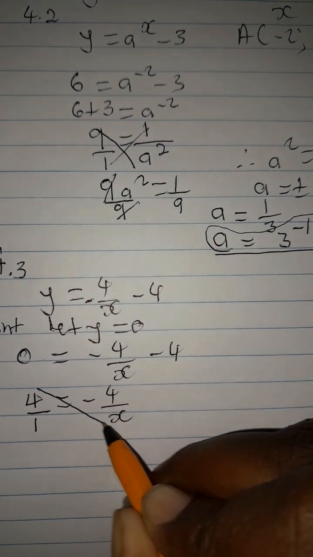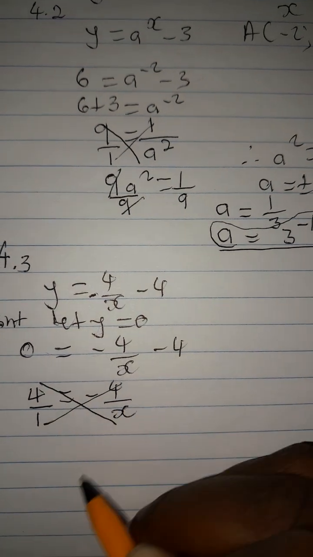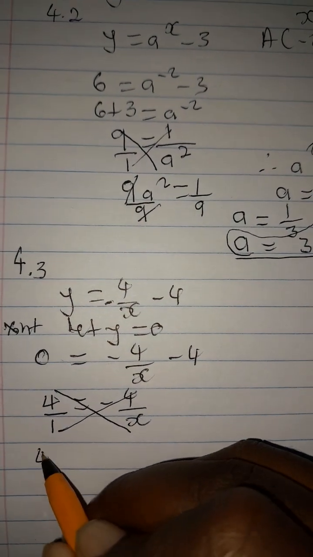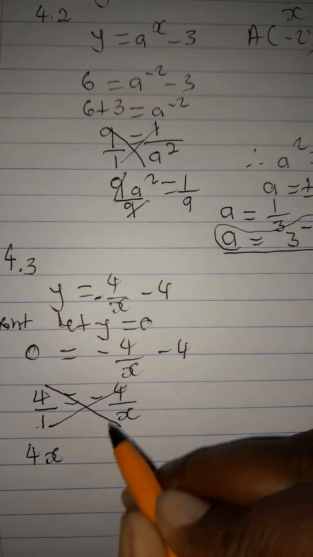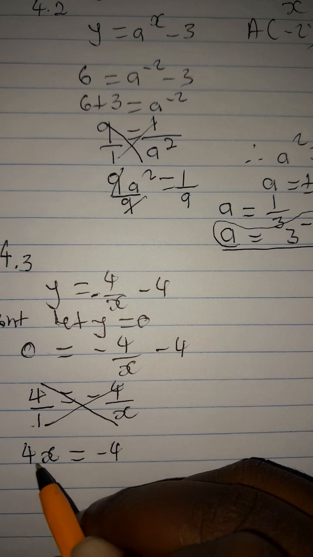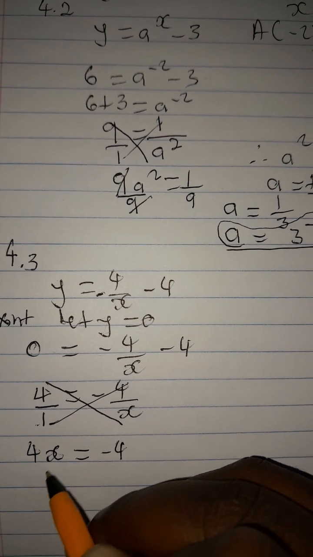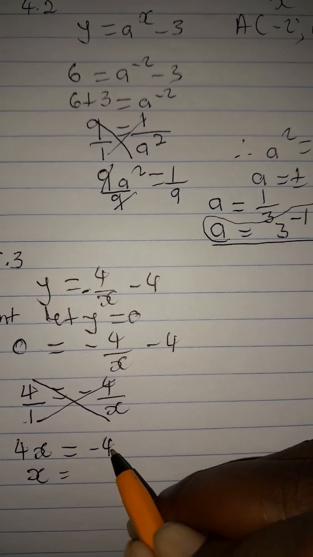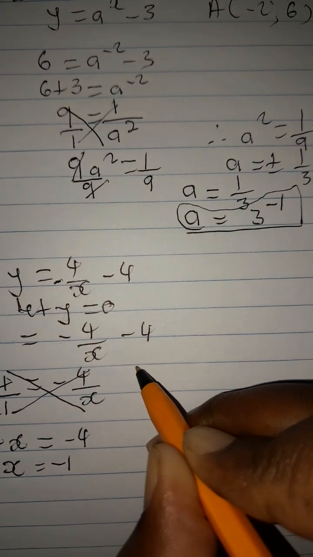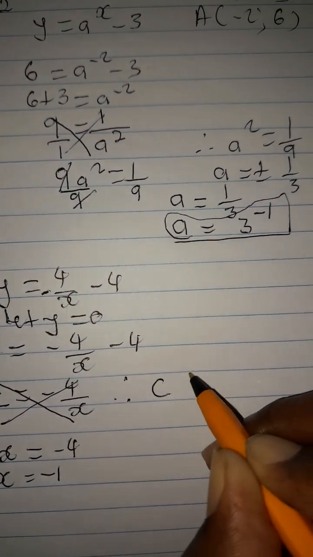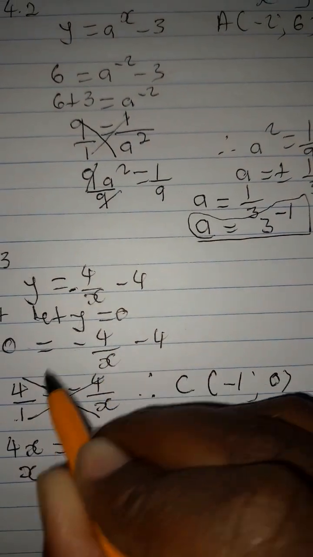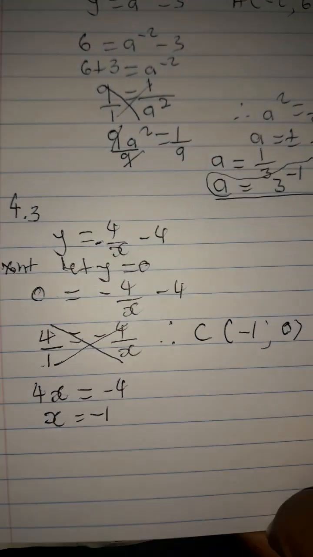What do we do? We cross multiply. 4 times x, that will be 4x. What is 4 times -1? That will be -4. So I'm going to divide by 4. If I divide by 4 here, we are left with x. What is 4 divided by -4? That will be -1. Thus C is -1, and remember your y value, we set it to 0. So we have C as -1.